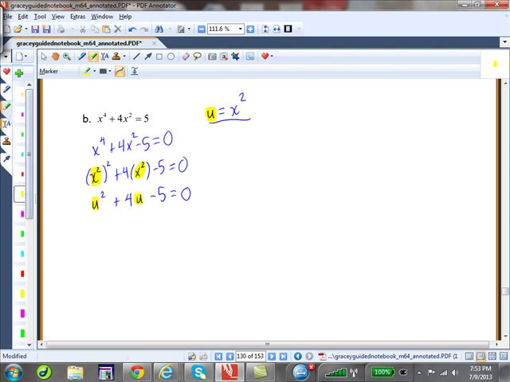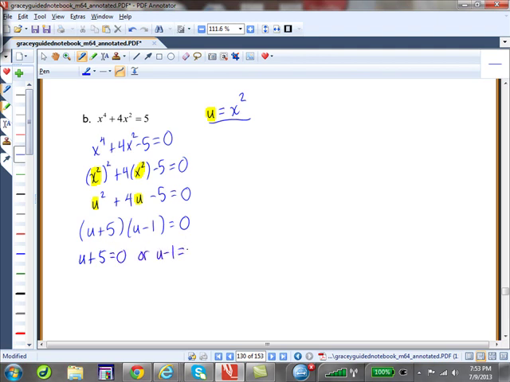Again, here's our substitution. So this guy actually is also able to be factored. u plus 5 times u minus 1 is 0. If you're not comfortable with factoring, you can use the quadratic formula on here, and that's fine. So u plus 5 is 0, or u minus 1 is 0. u is negative 5, or u is 1. So again, these were the answers that we got for u.